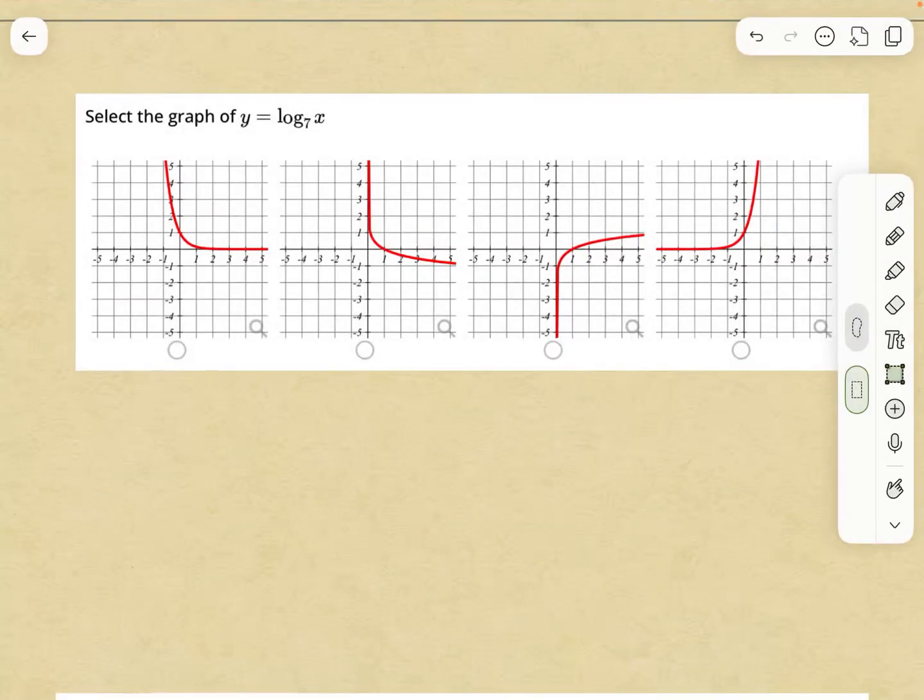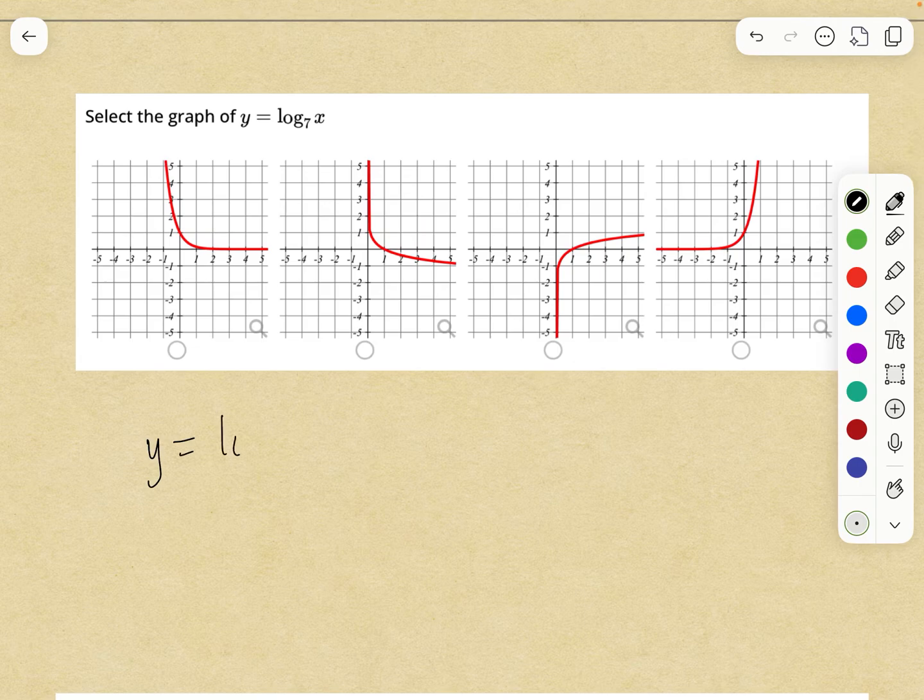Okay, this problem asks us to sketch the graph of y equals log sub 7 of x. So y equals log sub 7 of x. Well, one thing we can do is make a table of the values of x and y. And we could plug in 1, 2, and 3, but then it's hard to figure out what y would be if you plug those values in for x.